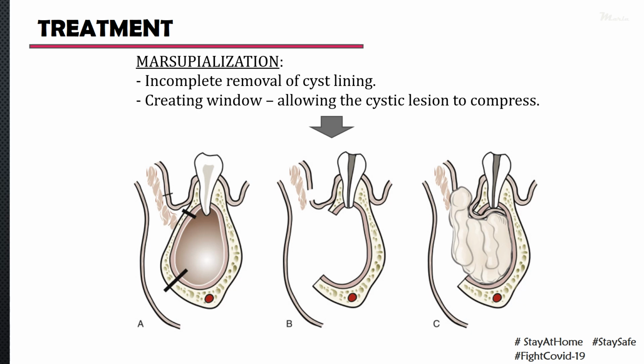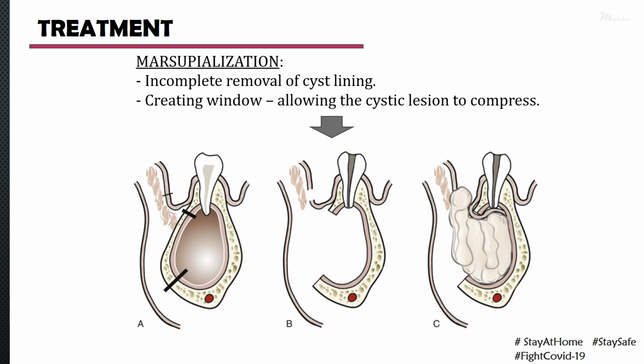So in this technique, a mucoperiosteal flap is raised, followed by creating an access to the cyst. A window is opened providing access to the cyst, followed by which a part of the epithelial lining of the cyst is removed. The resulting cavity is packed with gauze. It is irrigated, it is packed with gauze, and a small opening is left behind. So any content which is formed would be drained slowly through this window.